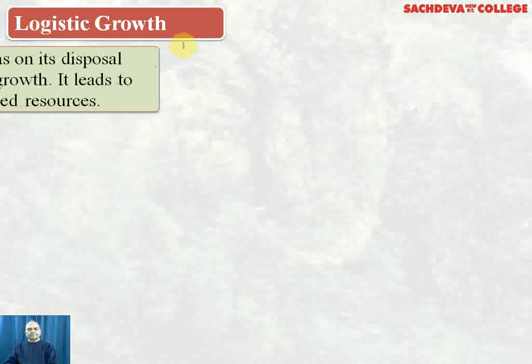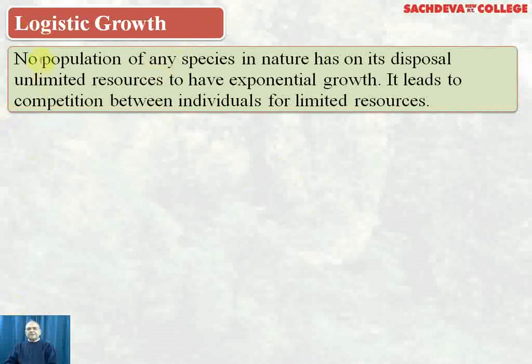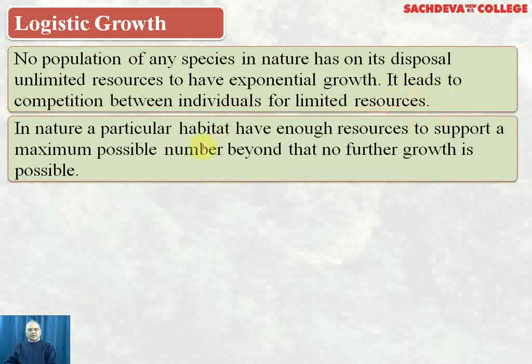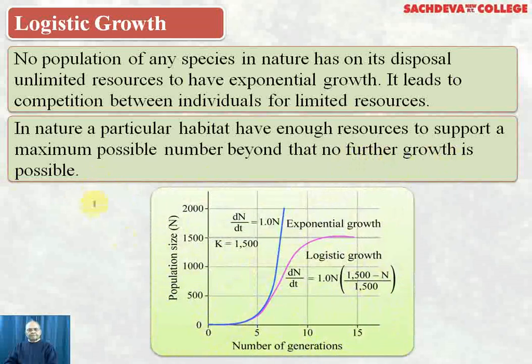Logistic growth. No population of any species in nature has at its disposal unlimited resources to have exponential growth. It leads to competition between individuals for limited resources. In nature, a particular habitat has enough resources to support a maximum possible number. Beyond that, no further growth is possible. And here you will see the growth curve of logistic growth is different from that of the exponential growth.